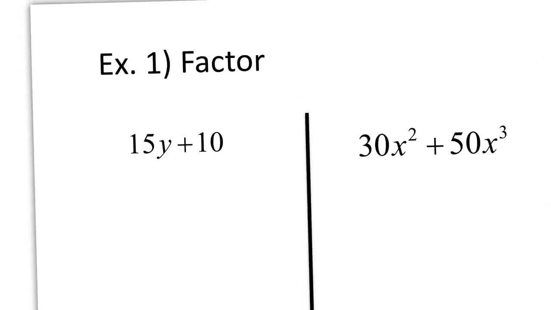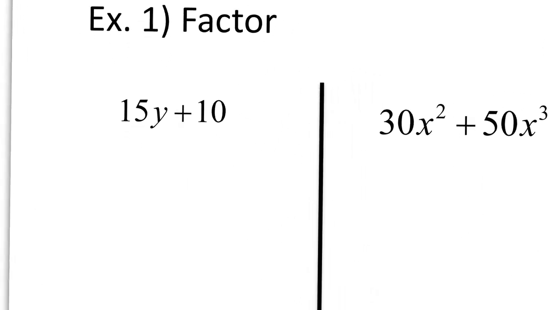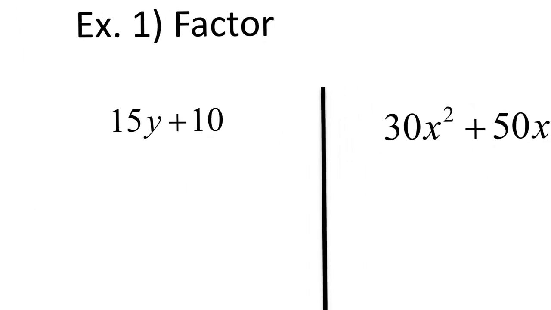So let's look at the first one here, 15y plus 10. We want to know what multiplies to that binomial. First, we need to find the greatest common factor, GCF. So I'm going to look at the two numbers, and this is how you find the greatest common factor.